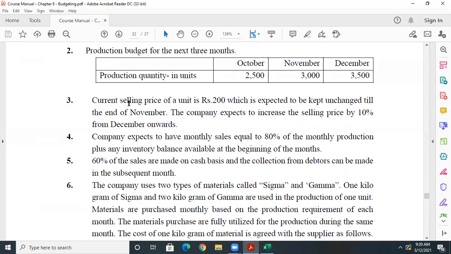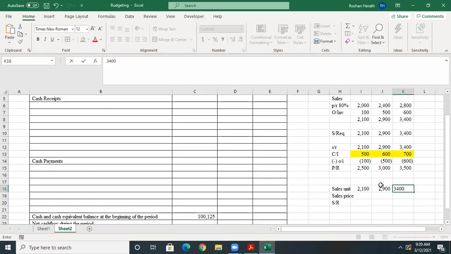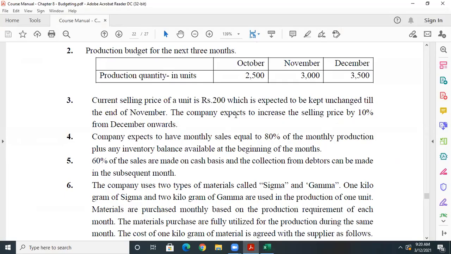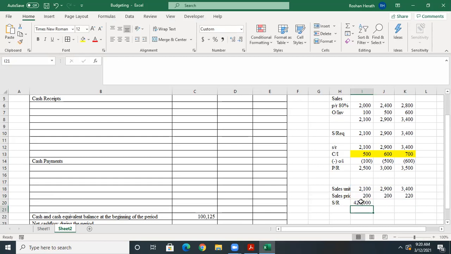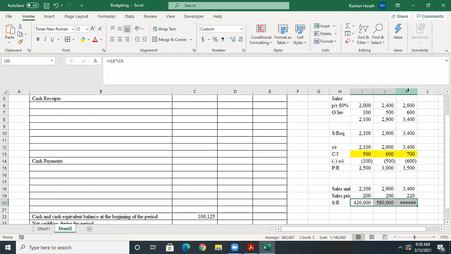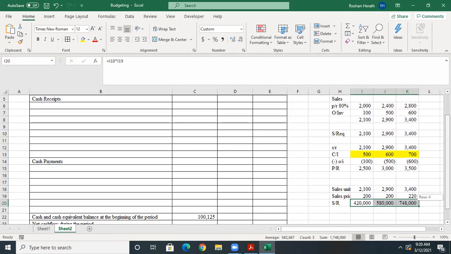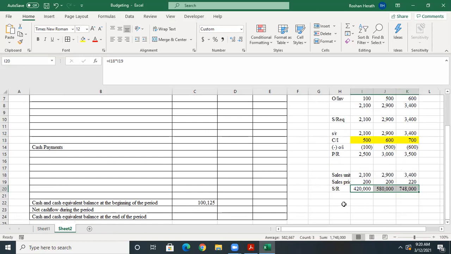Also the sales price was given. It was said that it was 200. So it's 200, 200, but in the month of December it's going to change. The company expects to increase the selling price by 10% from December onwards. Okay. So there is an increase to 220. So consequently, once you work out the sales revenue, it comes as this: 420,000, 580,000, and 748,000. So out of that, 60% of them is cash sales.